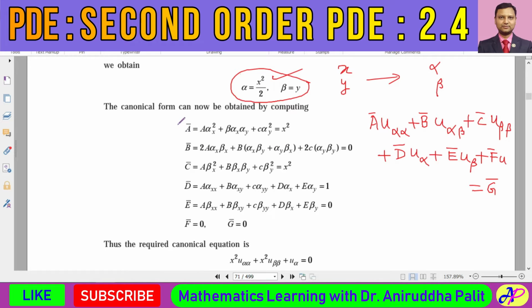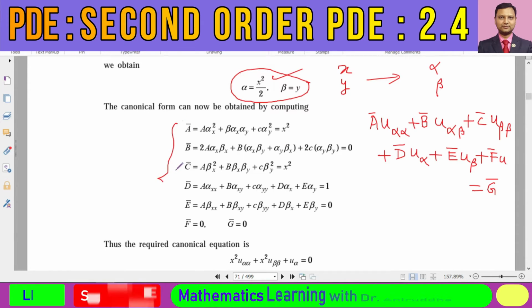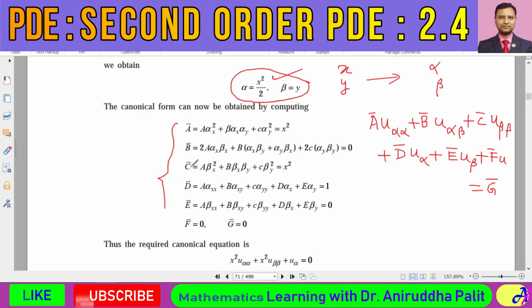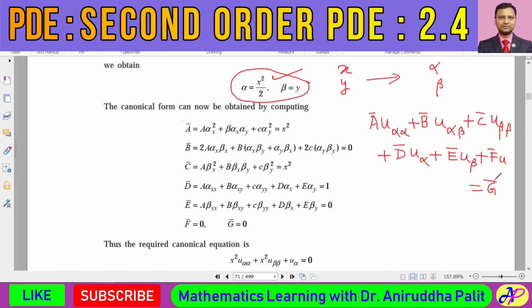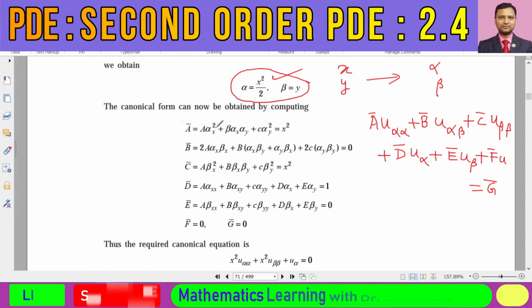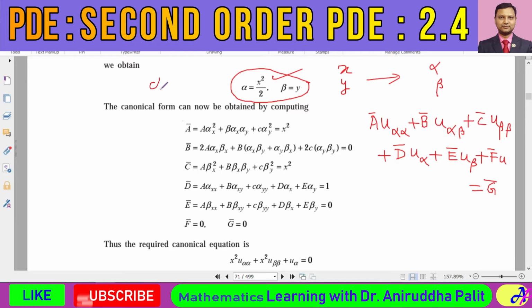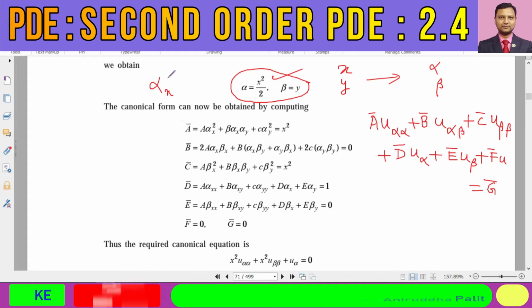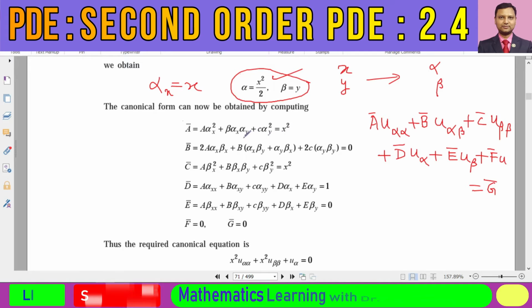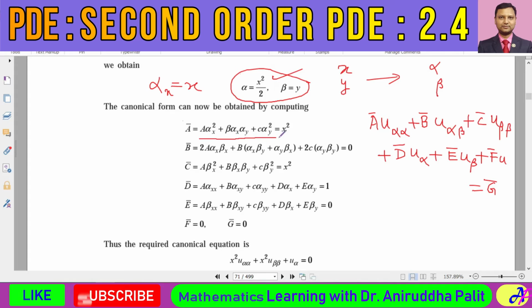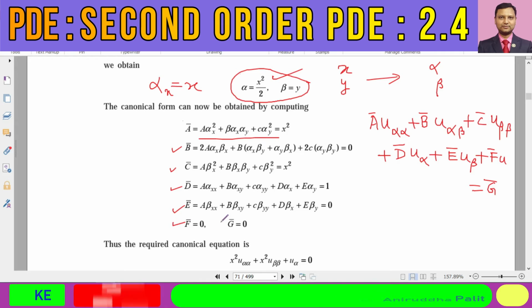And this a bar and b bar will have this type of expressions. If we compute them, we already know alpha. Alpha is equal to x square by 2. So what is the partial derivative alpha x? Alpha x is equal to x. Similarly, we can compute the remaining other partial derivatives. So we get the expressions of A bar, B bar, C bar, D bar, E bar, and F bar, G bar.